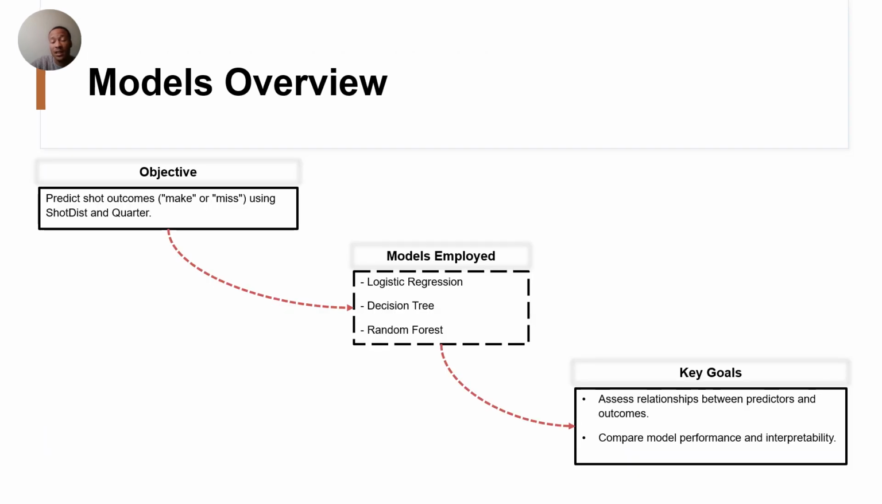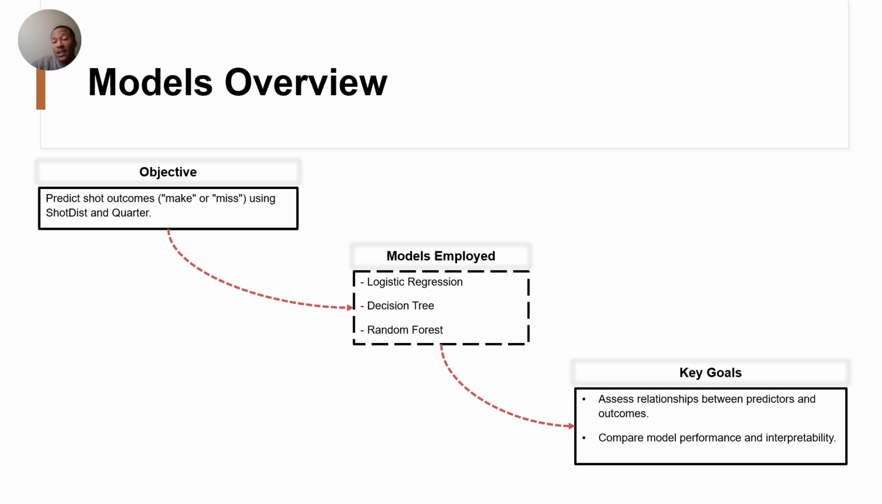So my primary objective here is just to predict shot outcomes, whether a shot is made or missed. I was using two key variables, shot distance and quarter. And when I model these relationships, I'm trying to understand what factors most influence the success of the shot being made.